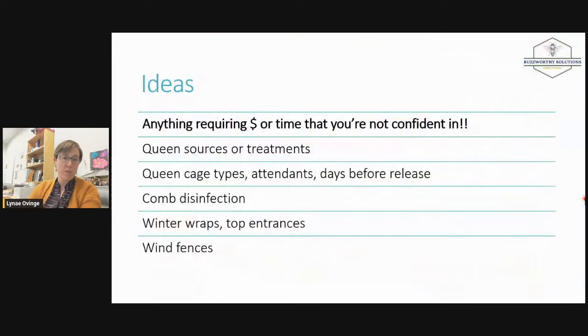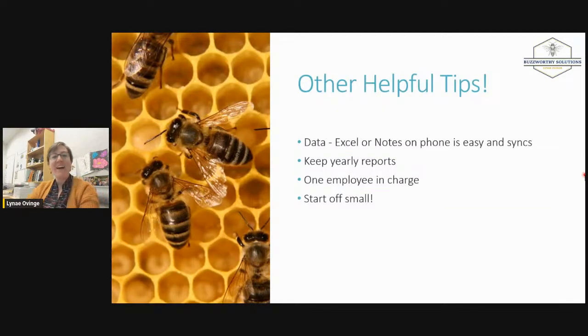I do need to go forward, actually. So that's an option. Also, we've got queen cage types, removing or not removing your attendants. That seems to be something that everyone does, and even a small difference for that could be worth the money. Days before you release your queens, comb disinfecting, winter wrap designs, top entrance designs. Wind fences is one that, of course, was suggested by one of our Southern Alberta beekeepers. And some other helpful tips.